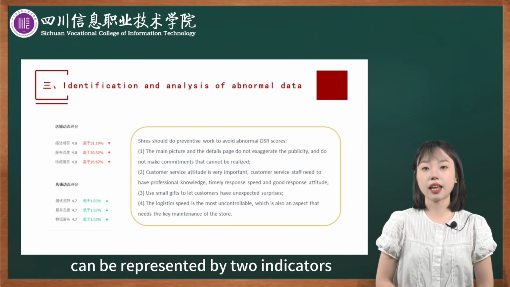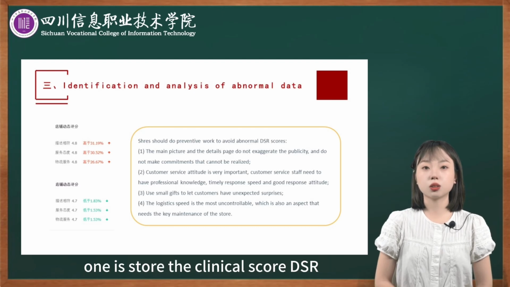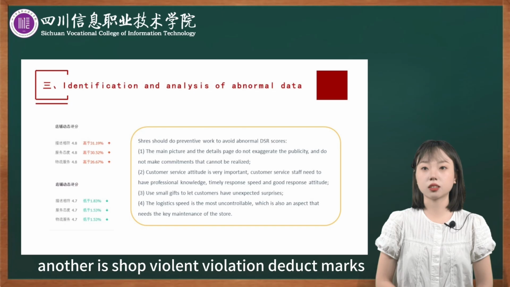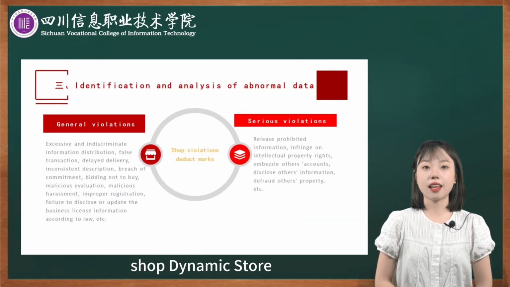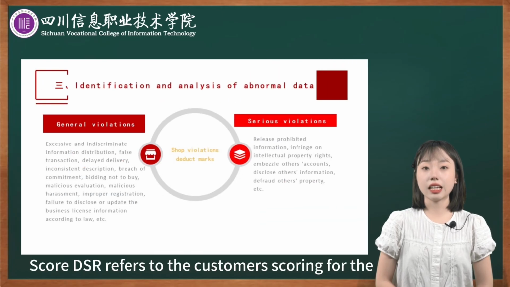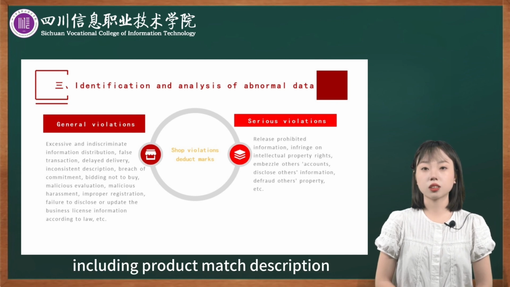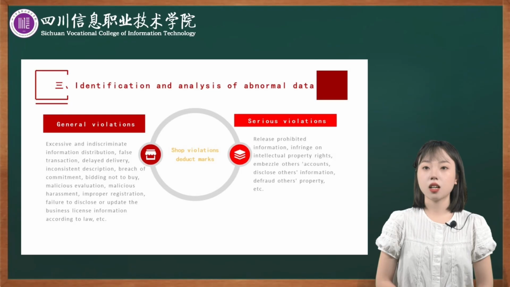Operational abnormal data can be represented by two indicators. One is store dynamic score, DSR. Another is shop violation deduct marks. Shop dynamic score, DSR, refers to the customer's scoring for the evaluation of the store from three parts, including product match description, seller service attitude, and quality of logistics service.